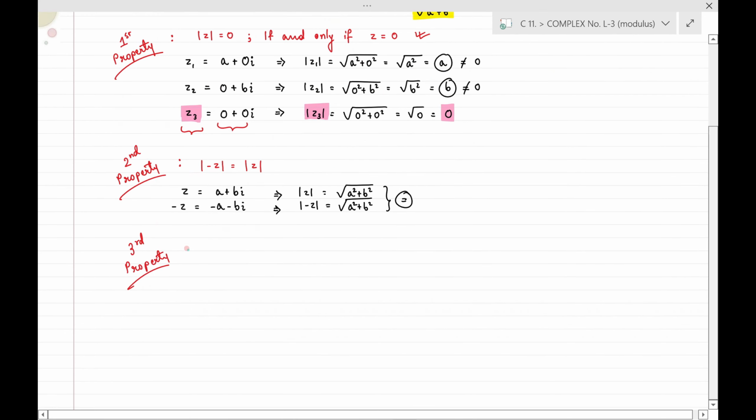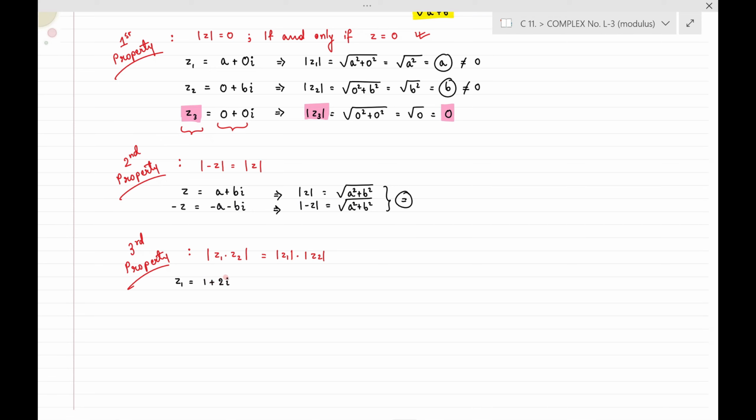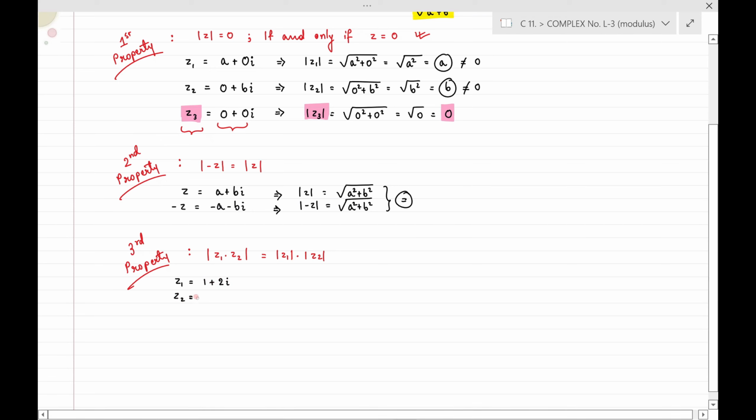Now in case of the third property, the modulus of the product of z1 and z2 is equal to the modulus of z1 into the modulus of z2. Let us consider a scenario where z1 is equal to 1 plus 2 iota and z2 is considered as 2 plus 3 iota. Now there are two complex numbers.